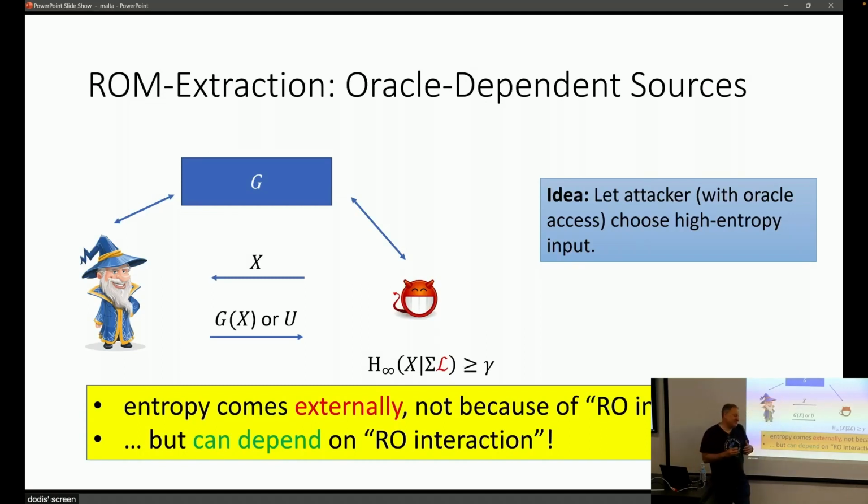It's like we're using it as an extractor. So it seems like a good trade-off. We say, listen, x could depend on the random oracle interaction, but it should have entropy conditioned on all the random oracle queries made, in some sense. So this was our thing.